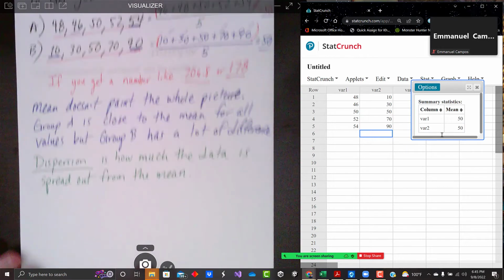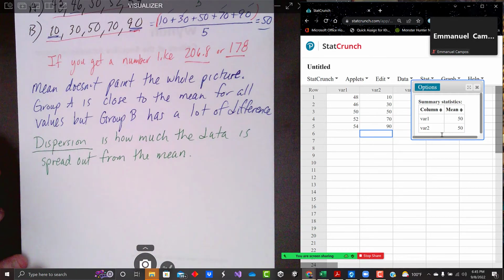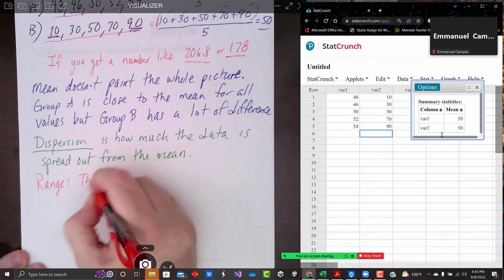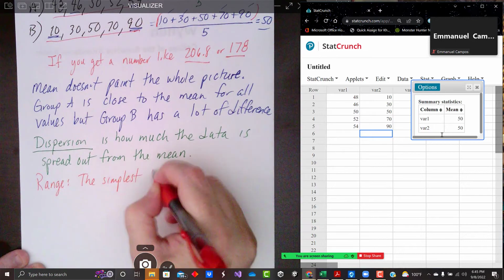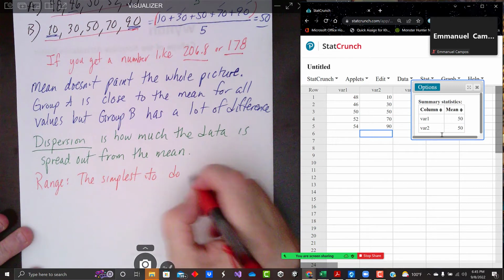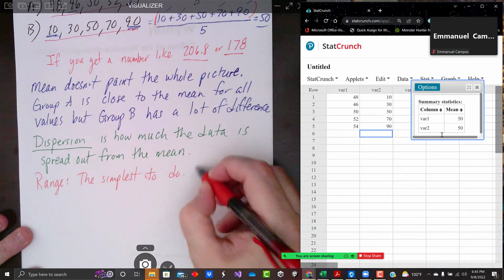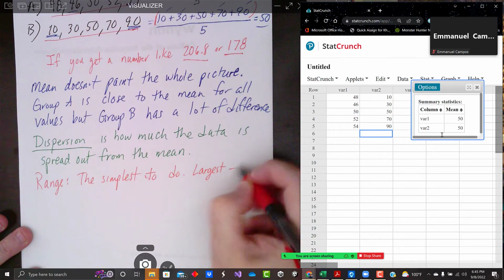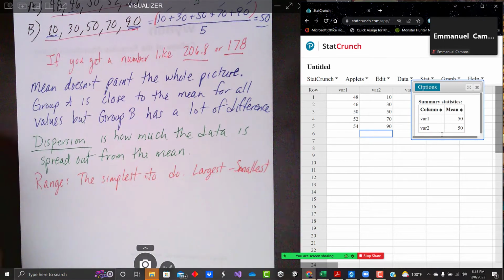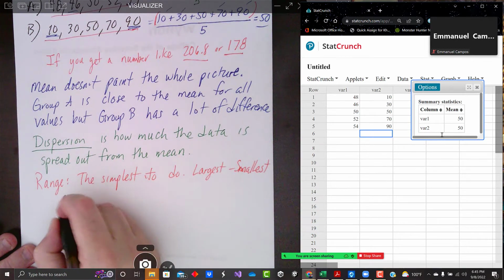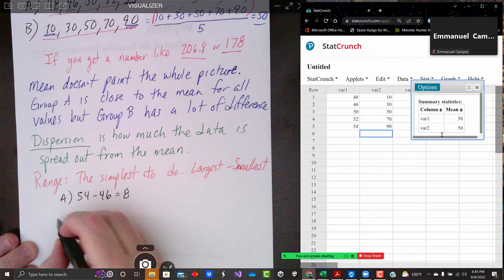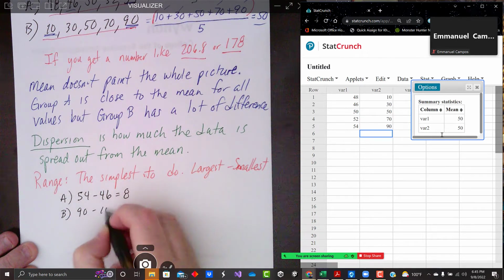One of the simplest measures of dispersion is the range. Range. It's the simplest to do. What we do is we take the largest value and you subtract the smallest. So for group A, I have 54 minus 46 is 8. And for group B, I've got 90 minus 10 is 80.